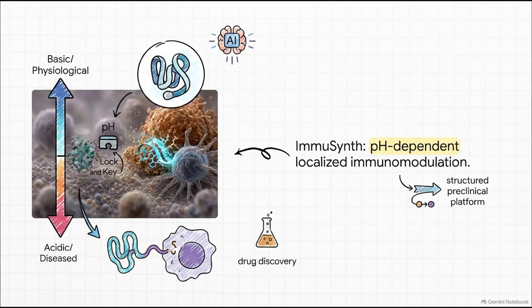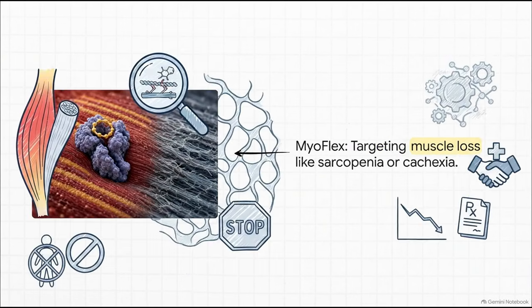Again, this is a conceptual illustration, not a lab result yet, but the mechanism is fascinating. The second priority program is Myoflex, which looks at cyclopeptides targeting pathways related to severe muscle loss, think sarcopenia or cachexia. And we have to firmly note the ethical disclaimer built directly into the protocol here. This research is exclusively for debilitating muscle conditions. It's engineered entirely around disease pathology, meaning absolutely zero application for physical enhancement or doping in healthy people.